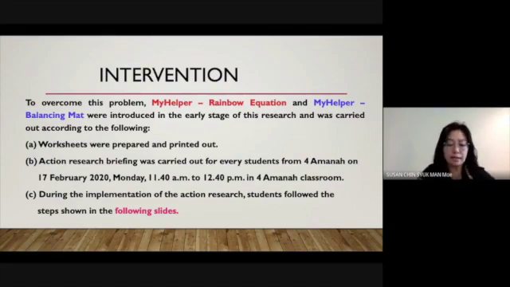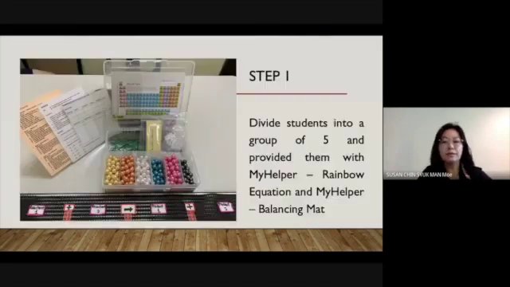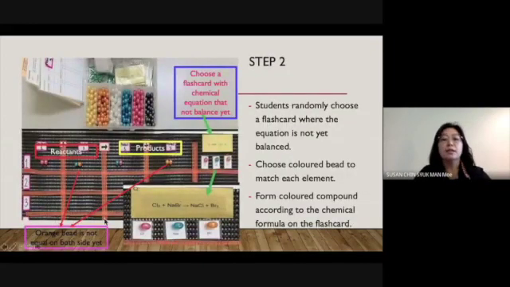So during the implementation of the action research, what students will do will be shown according to the following slide. First of all, each group will get one set of Myhelper rainbow equation and one piece of Myhelper balancing mat. Next, they will choose a flashcard. On the flashcard, they will have a chemical equation which is not balanced yet.